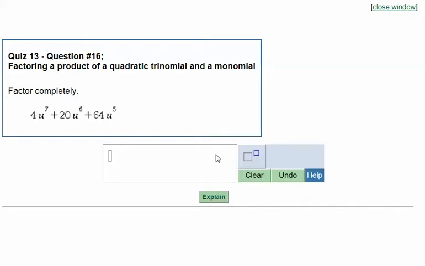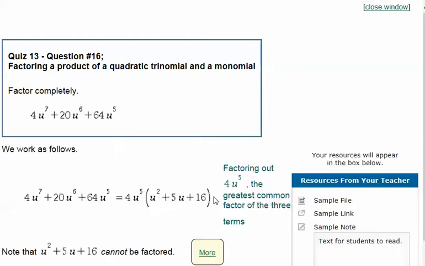The name of this topic is factoring a product of a quadratic trinomial and a monomial. Here's the question. We're asked to factor this completely, and here's the problem. Don't be intimidated by the title of this topic. It sounds like it's going to be tough, but actually it's not. So when we factor, we want to do this.